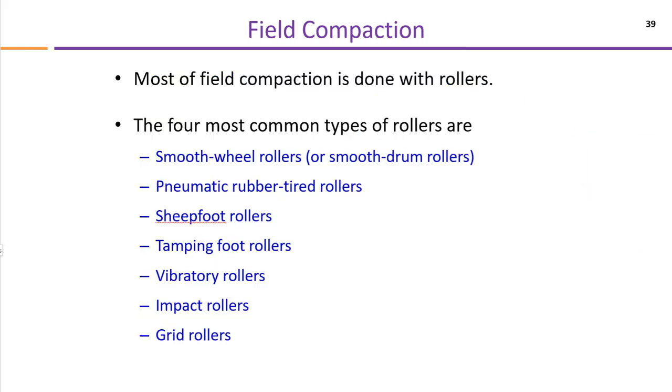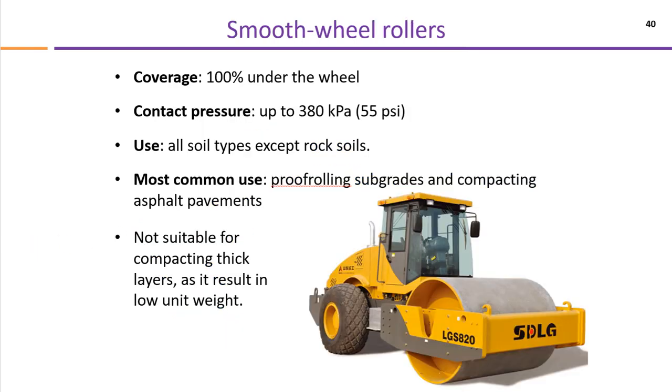Okay, now let's look at the compaction equipment. We have a number of compaction equipment. The most common is the smooth wheel roller. Then there is the pneumatic rubber roller, sheep foot roller, tamping foot roller, vibratory roller, impact roller, and grid rollers. The most common is going to be the smooth wheel roller. The smooth wheel roller is going to cover 100% of the area. You see this is a smooth wheel, so when it is in contact with the soil, it is covering 100% of the area. That's why we have 100% coverage.